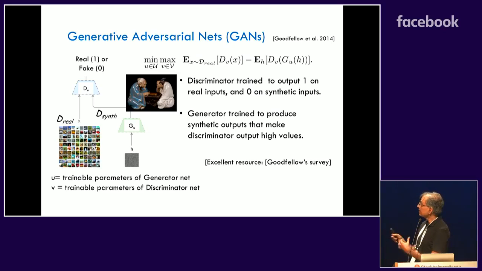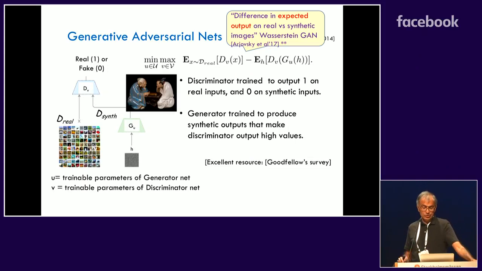So they have these competing goals, and it can be seen that this is a two-person game where the objective is something like the expected output of the discriminator on real images minus the expected output of the discriminator on synthetic images. Okay, so the discriminator is trying to make this as large as possible, and the generator is trying to make this as small as possible. By the way, this objective I just wrote down is actually not the original GAN objective, it's the Wasserstein GAN objective. But I find it more intuitive. But what I'm going to talk about does not depend on the details of these objectives.